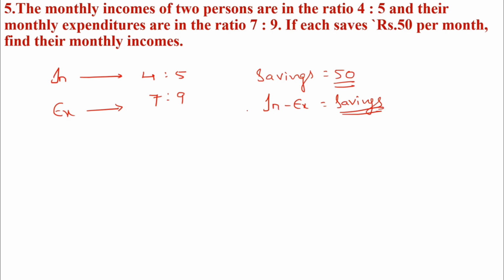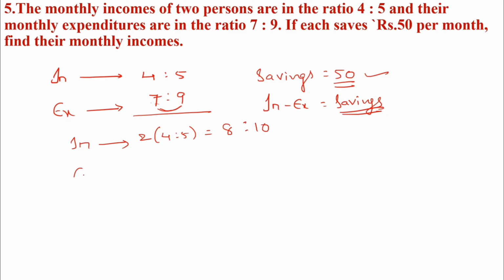Income minus expenditure: for example, if you take 4 minus 7, you will get 3. 5 minus 9, you will get 4. Are 3 and 4 equal? No. So we cannot equate with 50. So what we have to do is, take the difference of the second ratio. What is the second ratio difference? 9 minus 7, 2. Multiply the first ratio on both sides with 2. This will become 8 and 10.